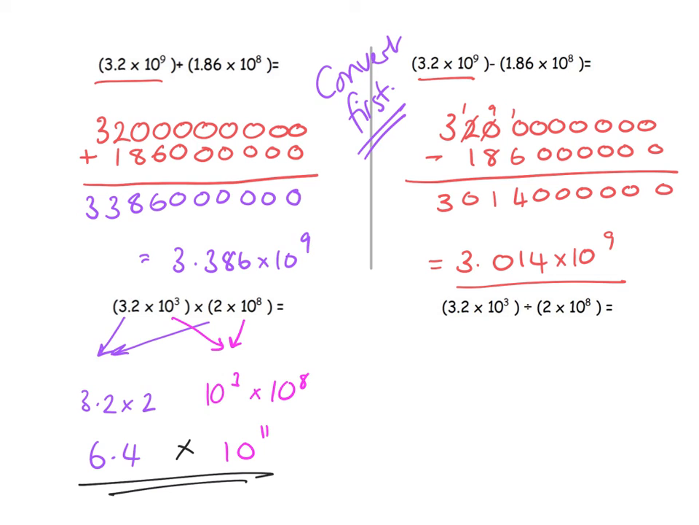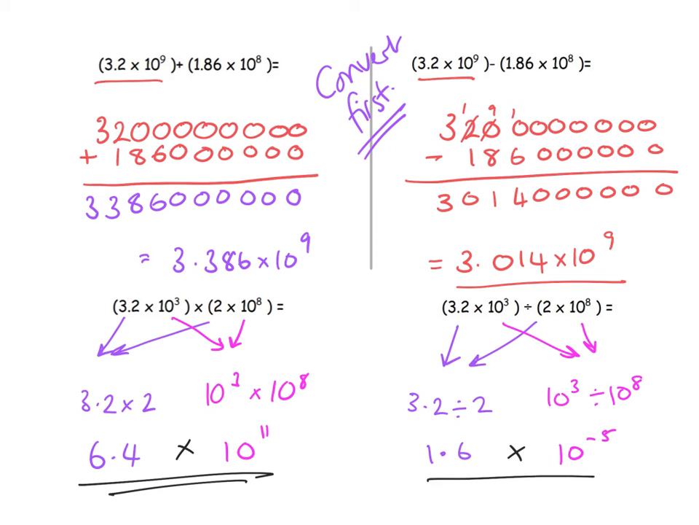Dividing, it's the same process, so we're going to take the digits out the front, we're going to take the indices out the back, and we're going to divide as we go through this time. So when I divide 3.2, I'm going to get 1.6, and when I divide with the indices, we take away the powers, so I'm going to get -5, and again it's always times in there, and again it's standard form, so I don't need to do anything with that. So hopefully that helps you remind yourself what to do with standard form.